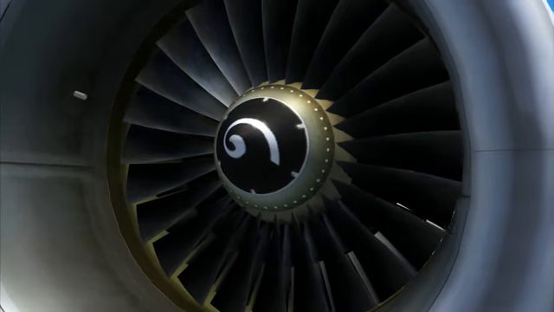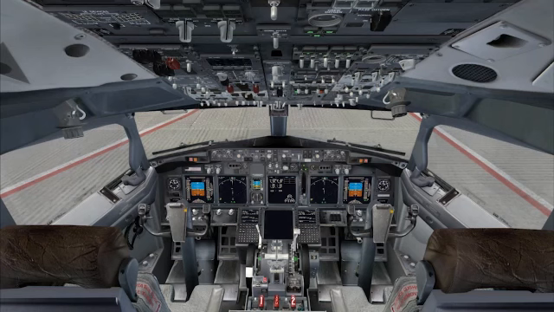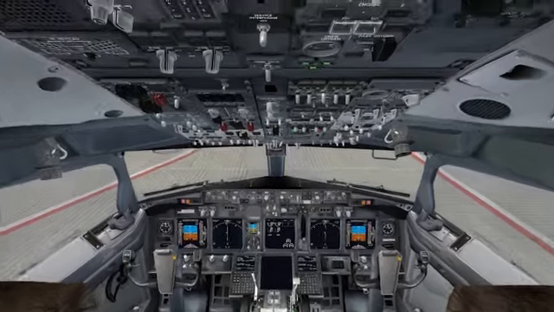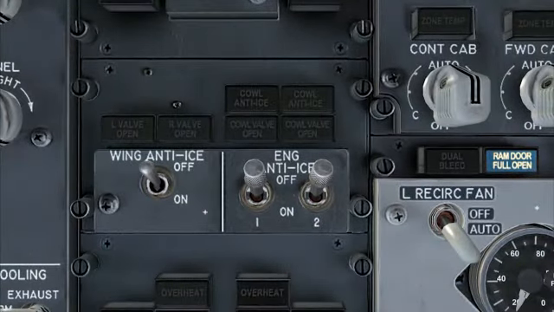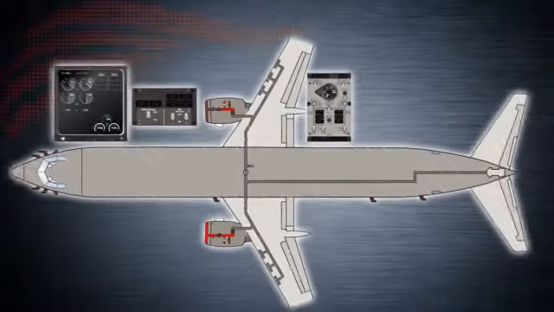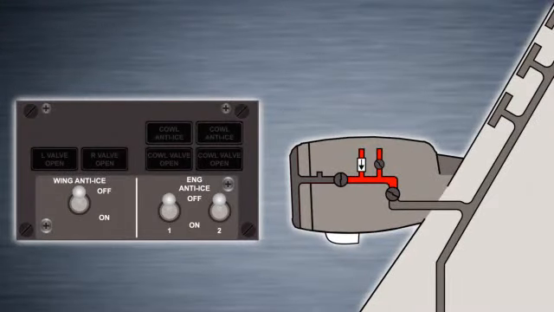Engine anti-ice can operate both on the ground and in flight, and controls and indications for the engine anti-ice system are located on the forward overhead panel. There are 2 engine anti-ice switches, one for each engine. Placing a switch in the on position sends a signal to open the corresponding cowl anti-ice valve, directing bleed air to the engine inlet cowl.